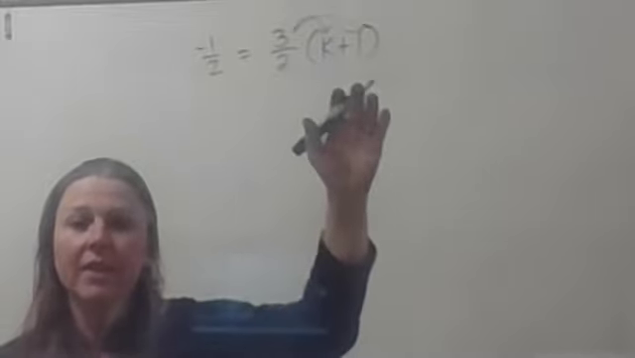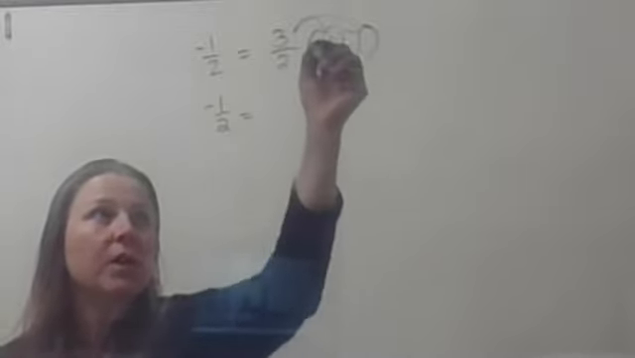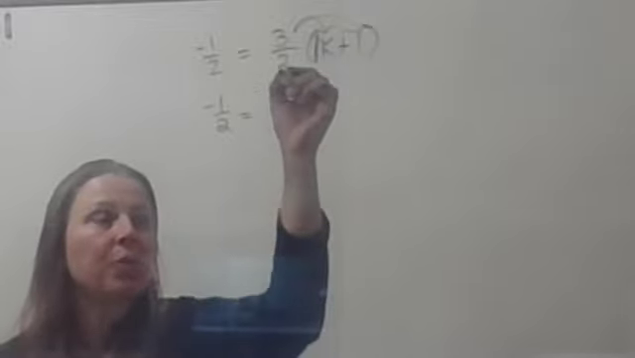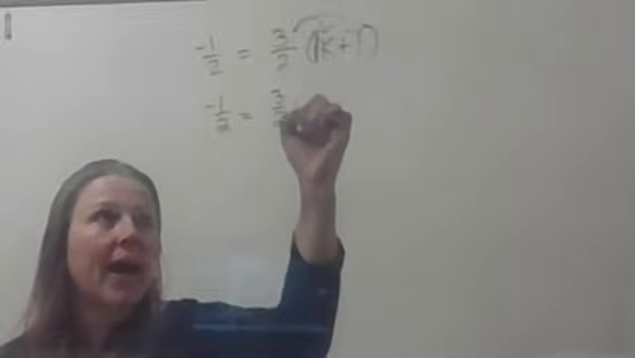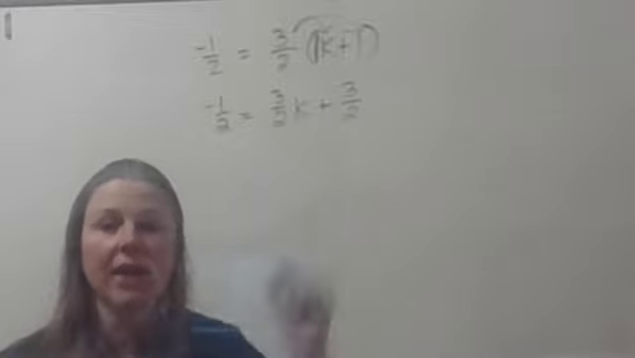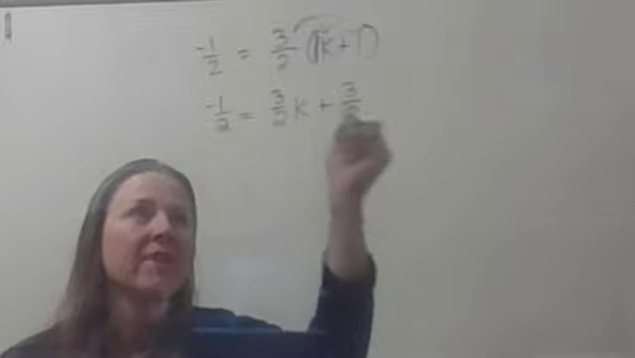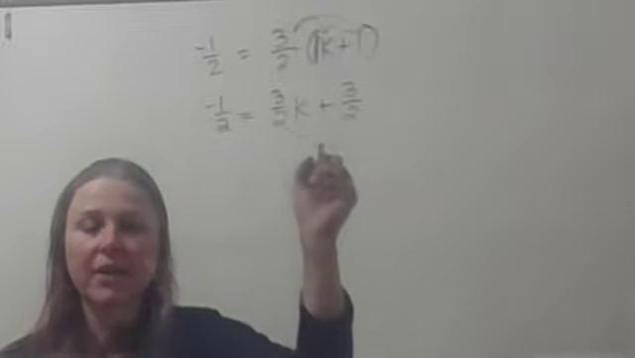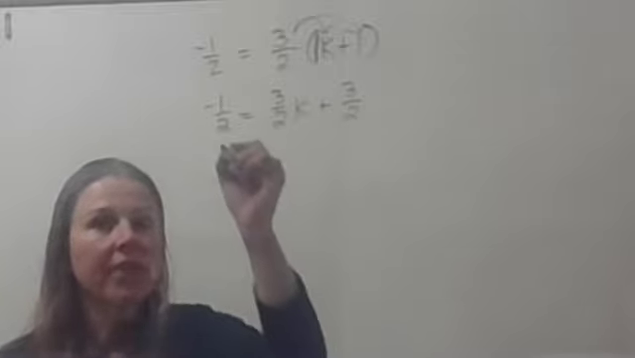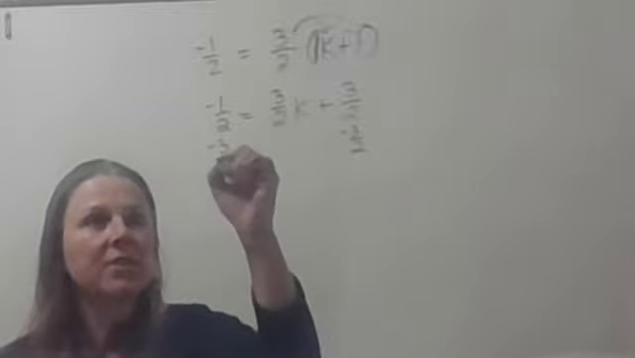The distribution's on the right this time. That's totally fine. So -1/2 is equal to, remember the k without a number in front of it's the same thing as a 1k. So 3/2 times 1 is just 3/2. And then this 3/2 times 1 is also 3/2. Now, it might be a good idea to just multiply everything by 2 since it's all divided by 2. But I'm going to just bring the numbers together. So I'm going to go ahead and subtract the 3/2 from both sides.